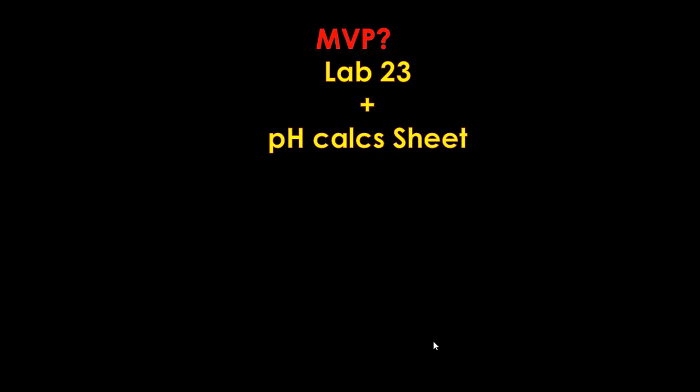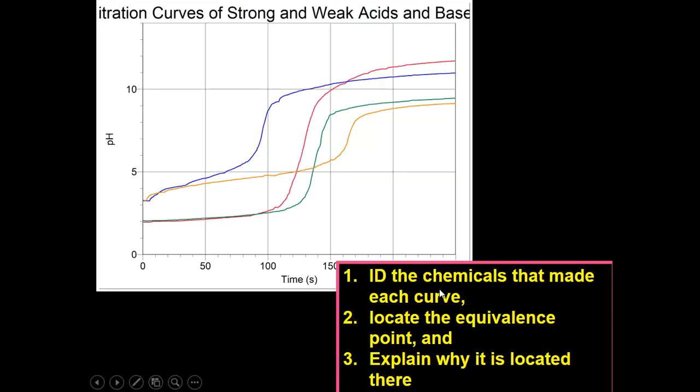Cool. We would normally look at lab 23 in the pH calcs. With lab 23, let's show this together. You would have produced curves like this with speedy titrations of weak and strong acids. You should be able to predict with each of these curves what combination you were making and what the equivalence point was.